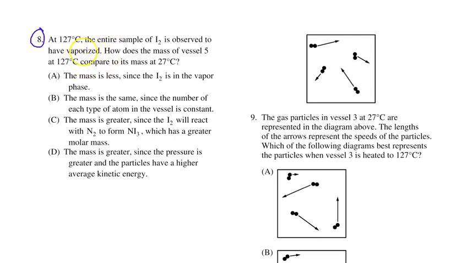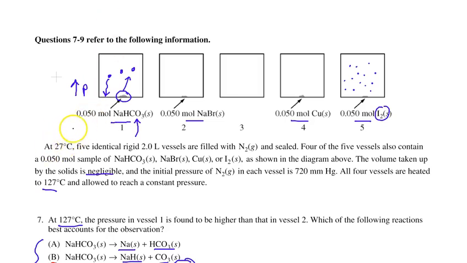All right. So at 127, the entire sample is observed to have vaporized. How does the mass of vessel 5 at 127 compare to its mass at 27? So again, going back to the problem, these guys were at 27 degrees Celsius, including the question we just did, and by increasing it to 127, that heat made this guy give off CO2, and that heat made the solid iodine vaporize or sublime. But the question is, how was the mass before this solid sublimed and the gas in here?